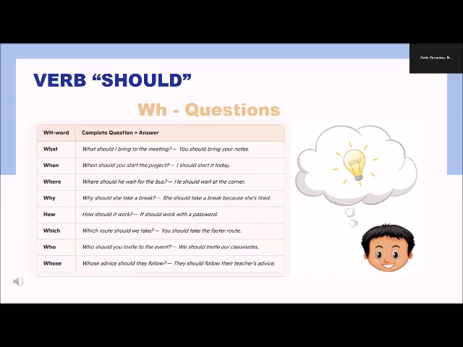Who should you invite to the event? We should invite our classmates. Whose advice should they follow? They should follow the teacher's advice.